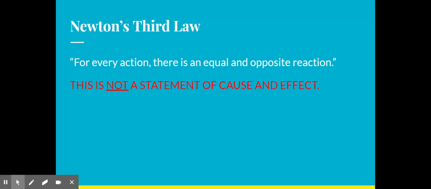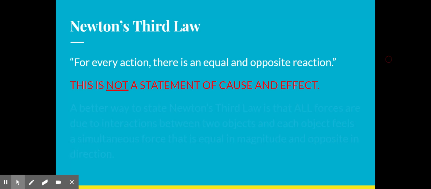Like it's a list of events that happen. One action, then something reacts to it. And that's not what it's about. It's not car drives past, dog barks. That's not Newton's third law. It's not one domino tips over and hits the other domino. That's not Newton's third law. It's not cause and effect. It's not a chain of events.